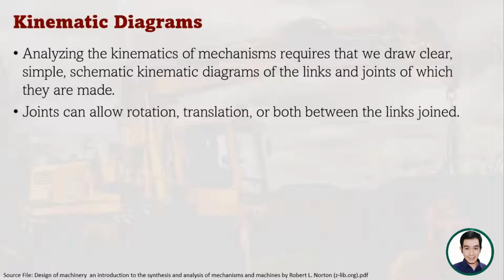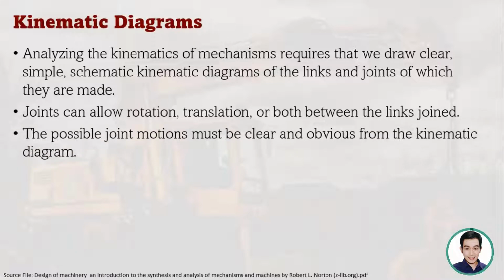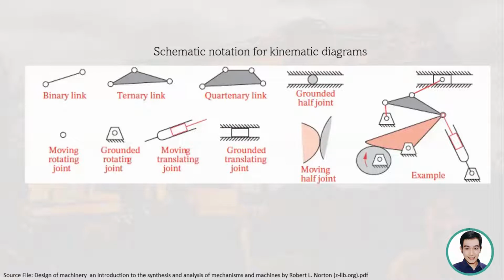Joints can allow rotation. It can also allow translation or both between the links joined, as you can see in the different lower pairs. So there are times that the joint can allow rotation, translation, or both between the links being joined. The possible joint motions must be clear and obvious in the kinematic diagram. So you can see here the schematic notation for kinematic diagrams.